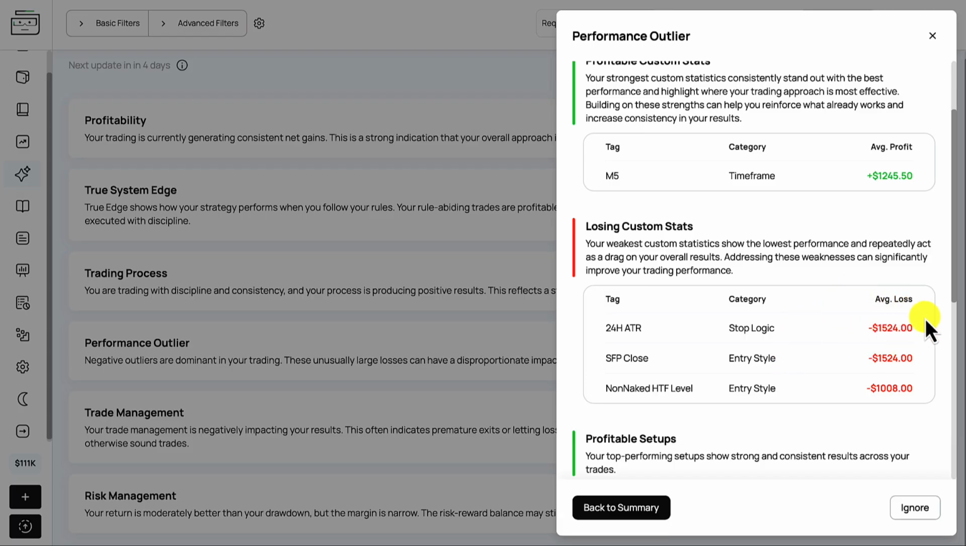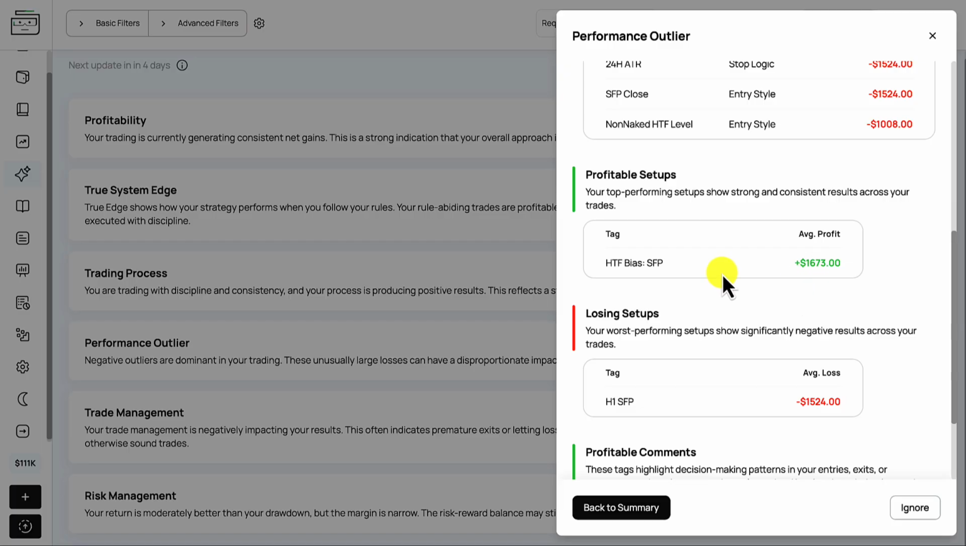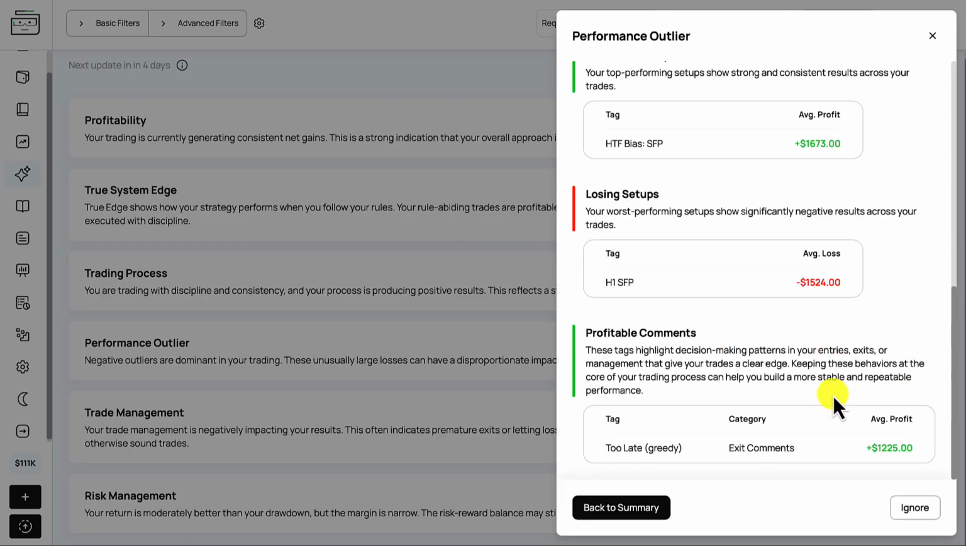We are looking here at the average loss, not at the total loss. So this is really giving you a very important insight into what is really working exceptionally well and where are your greatest struggles in your trading. And the same is true for the setup. This setup is his best performer. This setup is his worst performer.